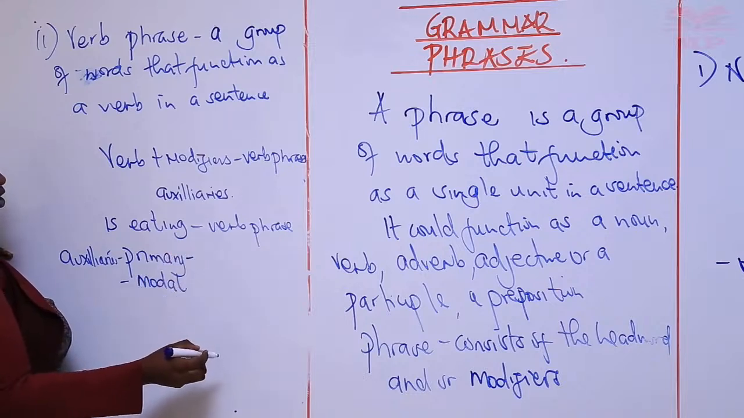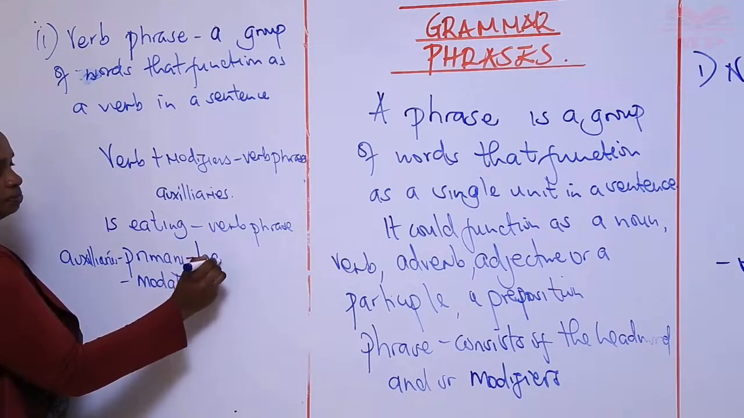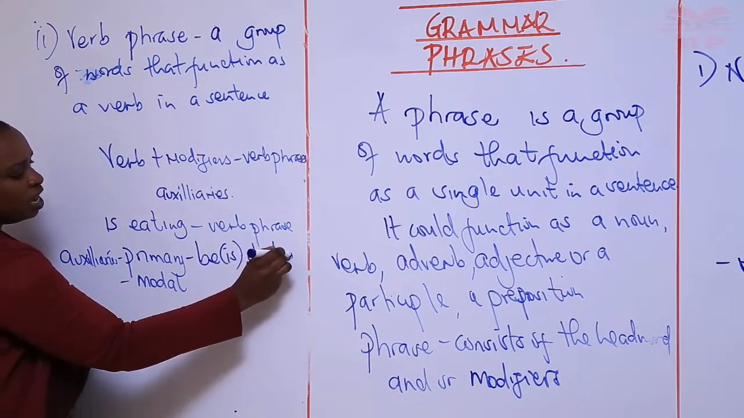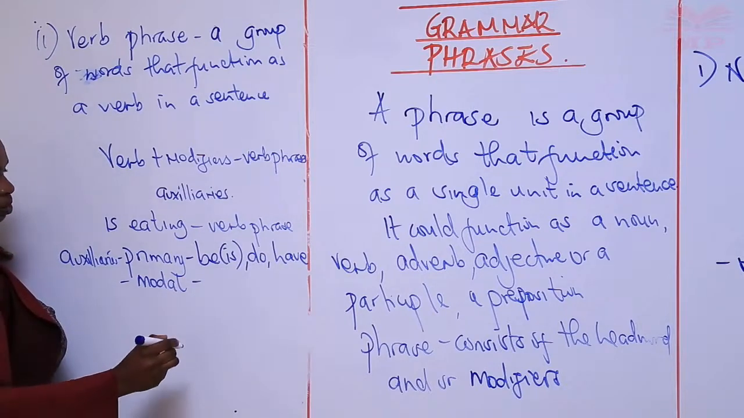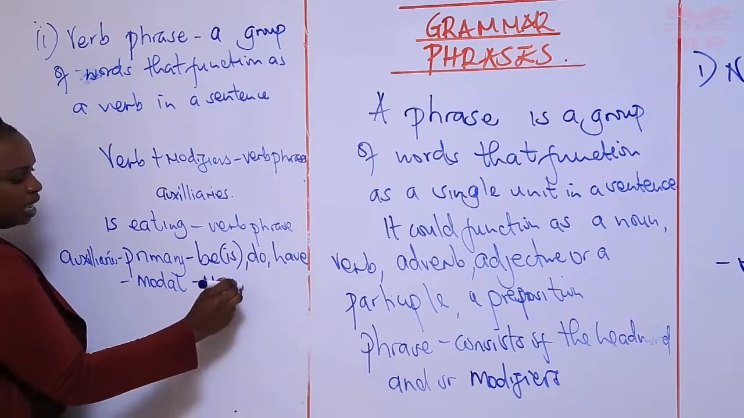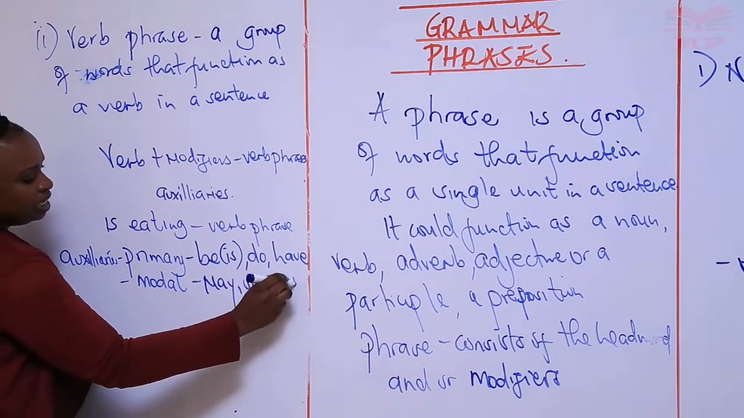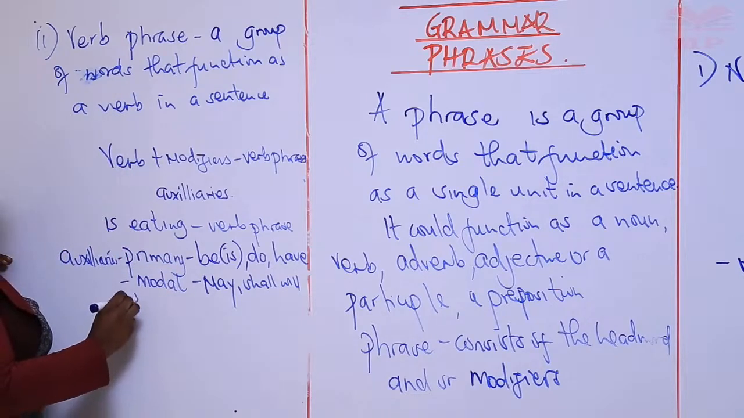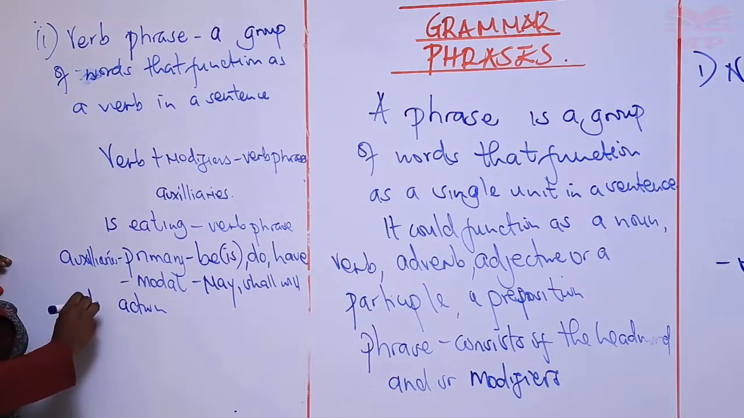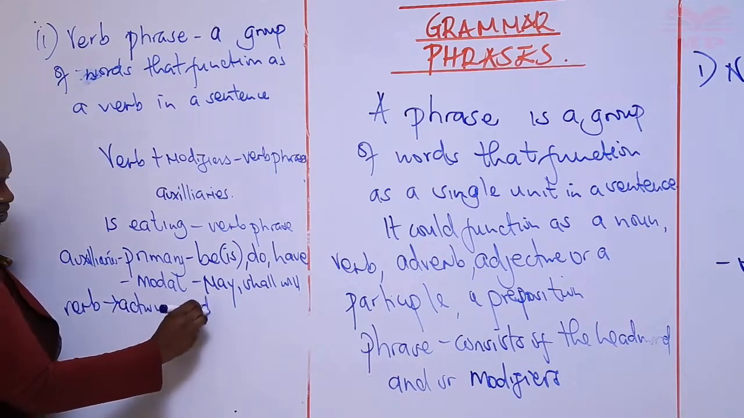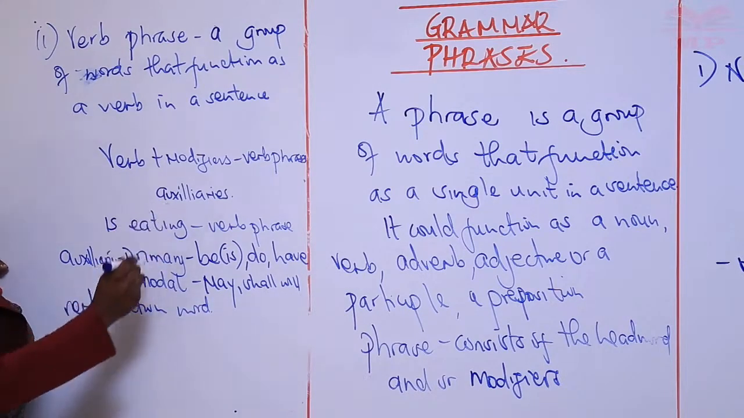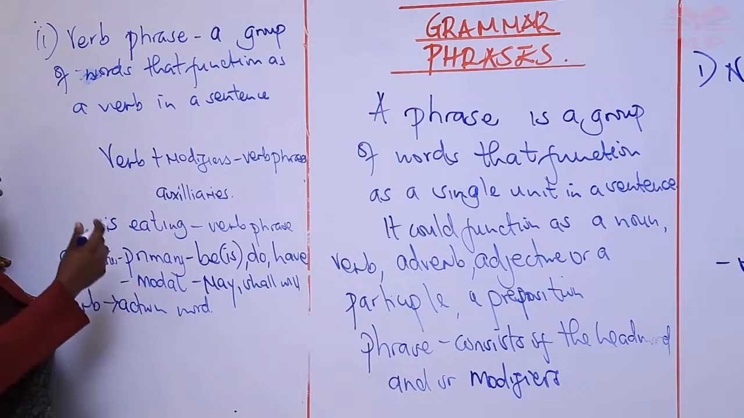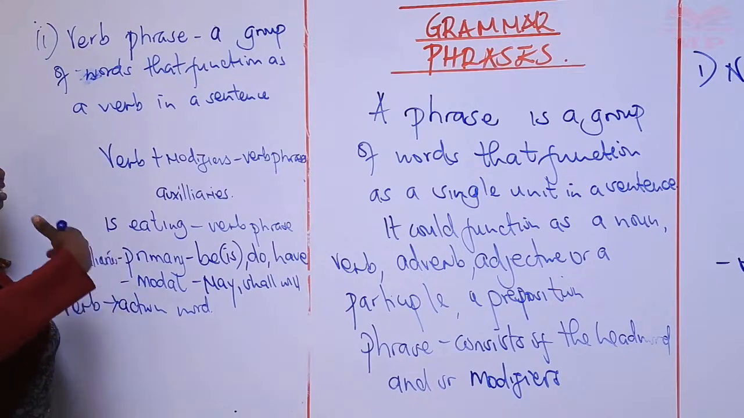So under primary, we have forms of the verb to be, e.g. is, was, forms of do, forms of have. And then modal auxiliaries include may, shall, will. So all these, when they occur with a main verb, which is an action word, a verb is an action word. So for you to make up the verb phrase, you will need the verb and its modifier. Whatever functions with the verb is one that gives us more information. It gives us the state of the verb.